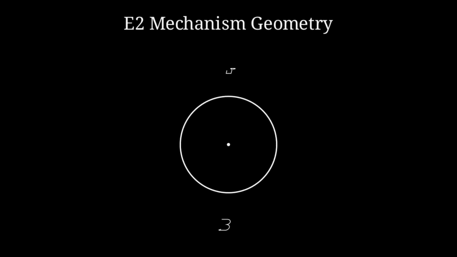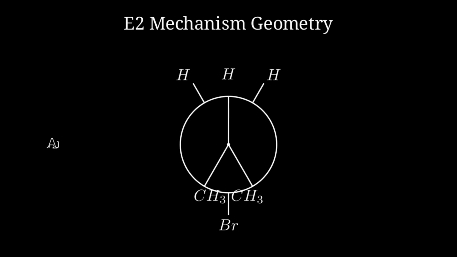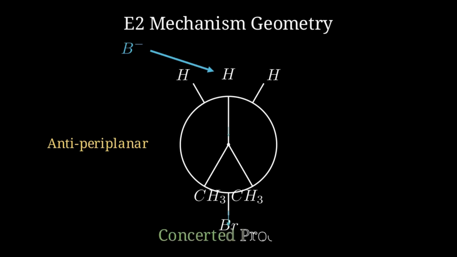The E2 reaction is concerted, meaning everything happens at once. The base pulls a proton, the carbon-carbon double bond forms, and the leaving group departs. This bypasses the crowded central carbon entirely, making it highly favorable.